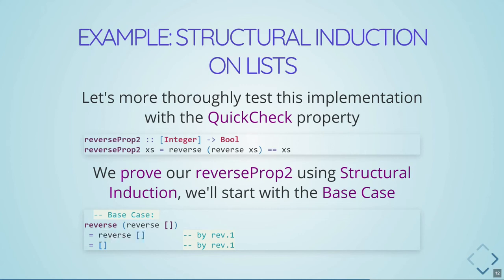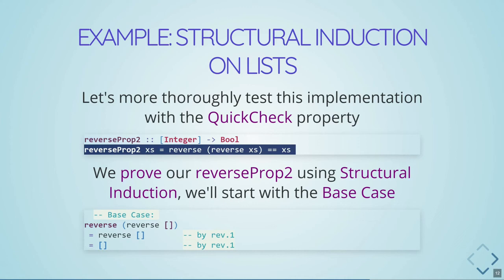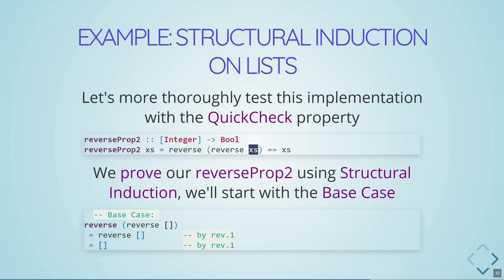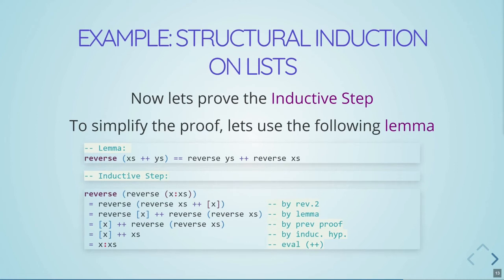So we have the reverse of the empty list, and then we use that definition again, and we end up with just the empty list. So what have we shown here? We've shown that the reverse of the reverse of the empty list is equal to the empty list. So we've proven the base case now, because xs was the empty list in that case. Now the inductive step is inarguably much more difficult.